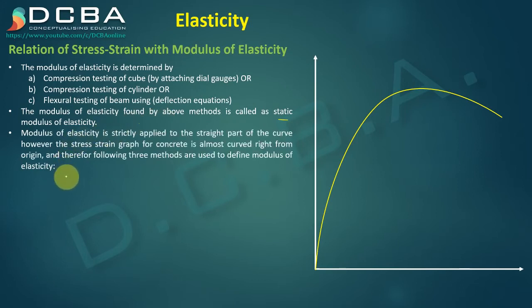Modulus of elasticity strictly applies to the straight part of the curve. However, the stress strain graph for concrete is almost curved right from the origin, and therefore the following three methods are used to define modulus of elasticity.